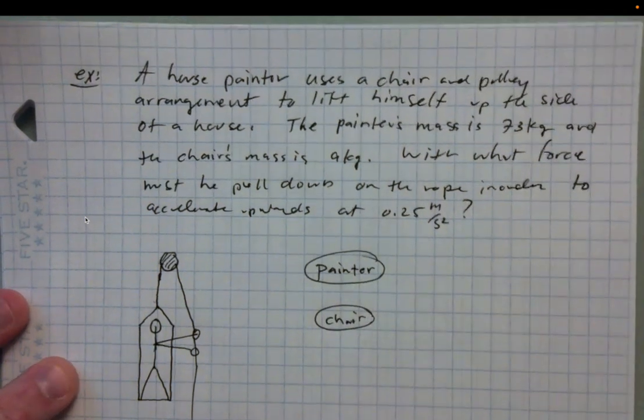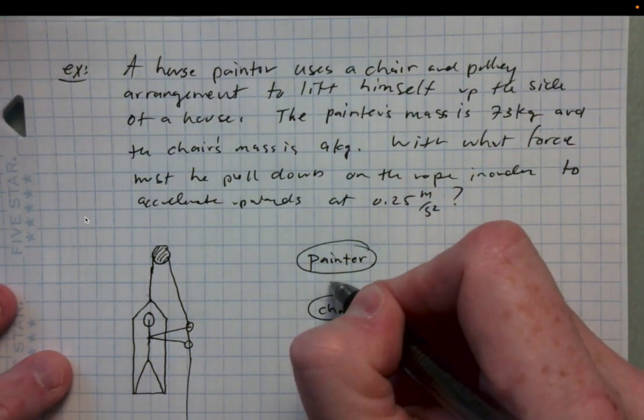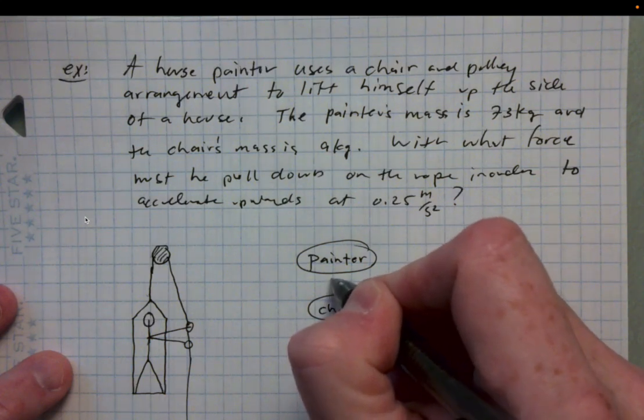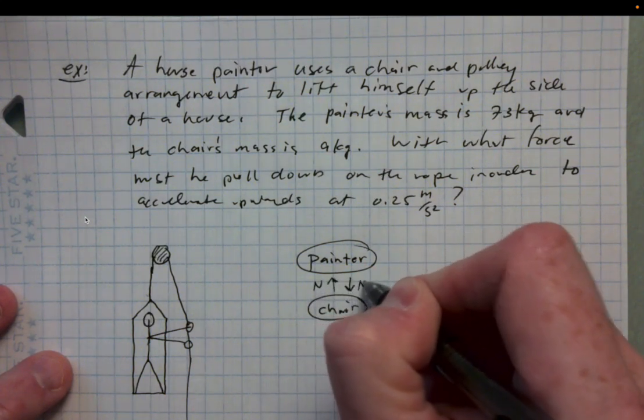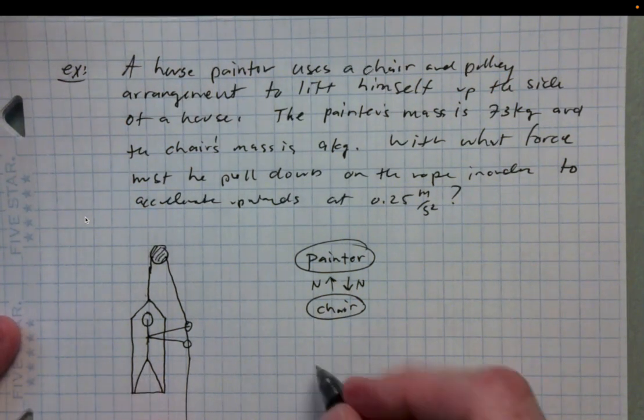Now there's this interaction between the painter and the chair, basically the normal force. The chair pushes up on the painter, and the painter pushes down on the chair. You think of those as equal and opposite. That's an action-reaction pair. Now, there's also the earth.